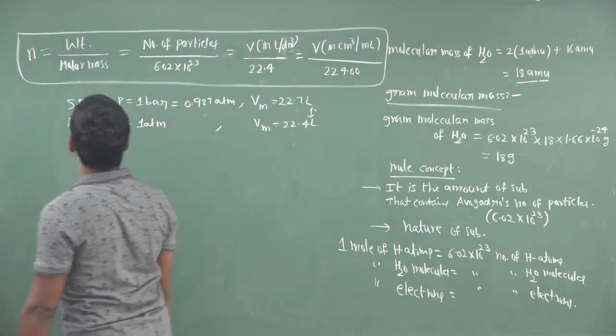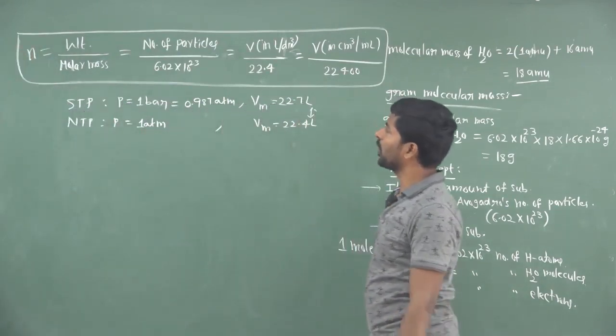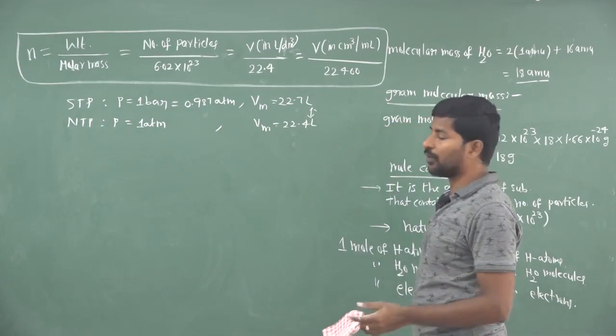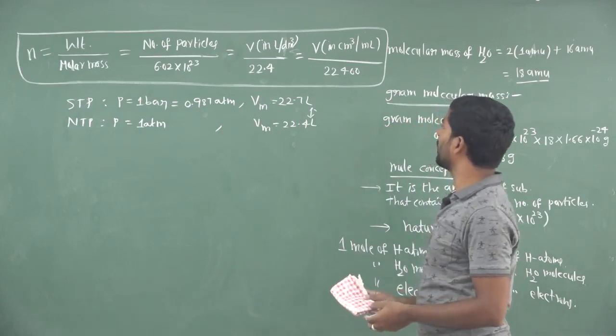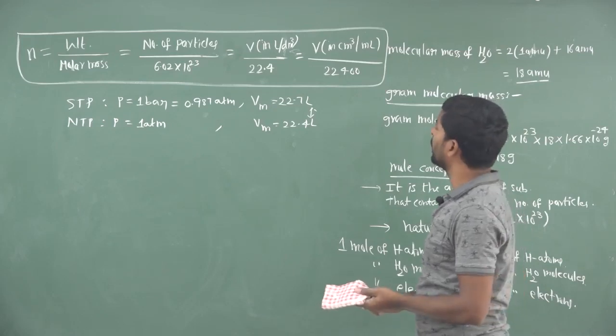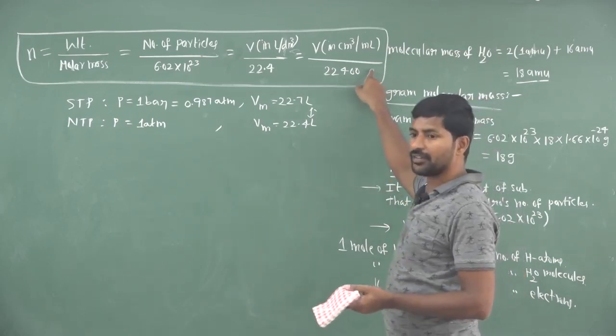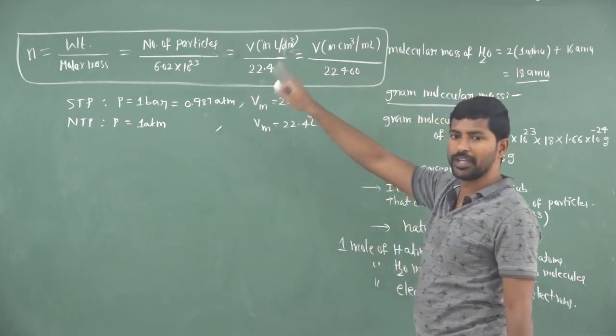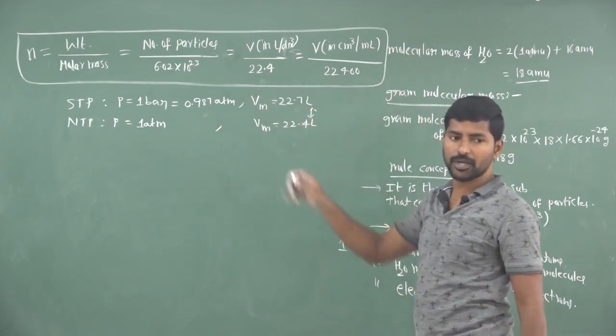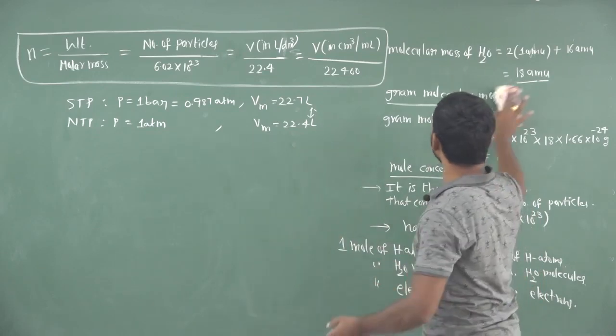Okay, so like this we can calculate number of moles. Number of moles is equal to weight by molar mass, or number of particles by Avogadro number, or volume in liters by 22.4, or volume in ml by 22,400 under NTP conditions. This is under NTP conditions. Or weight by atomic weight, or weight by gram atomic weight, or weight by gram molecular weight we can follow.